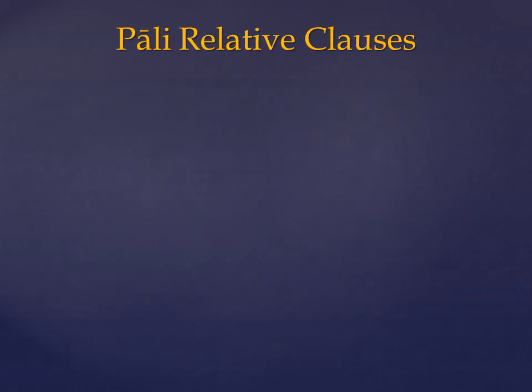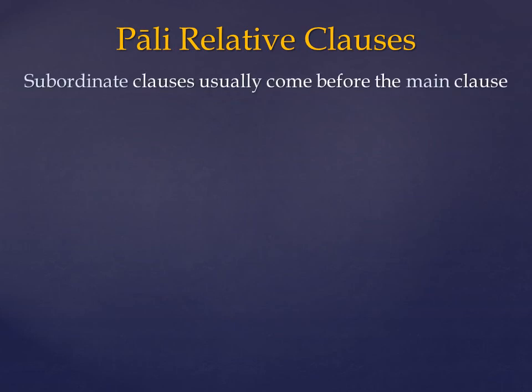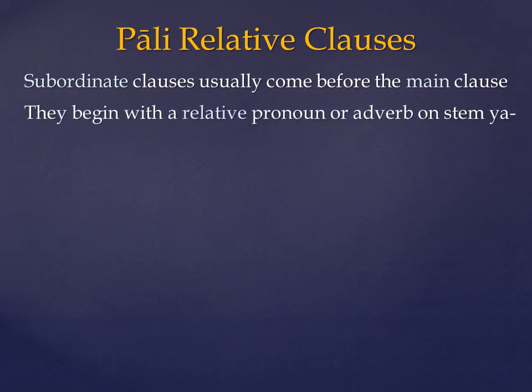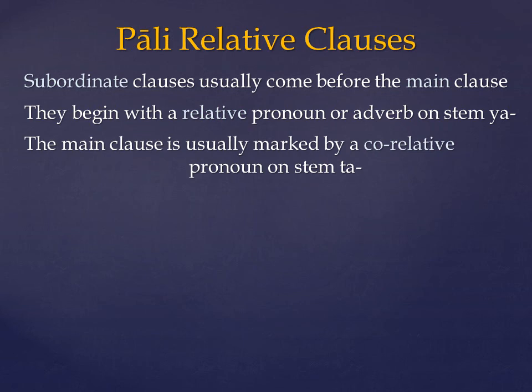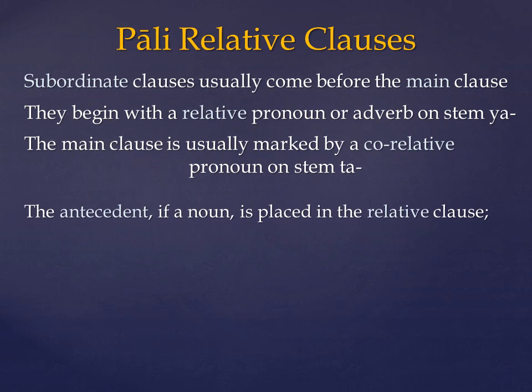When we consider relative clauses in the Pali language, we can see that the subordinate clause usually comes before its main clause. The relative clause will begin with a relative pronoun or adverb formed on the stem ya, whereas the main clause is usually marked by a correlative pronoun made from the stem ta. The important things to remember are that the antecedent, if it is a substantive noun, will be placed in the relative clause, but if it's a pronoun, it will act as the correlative term.